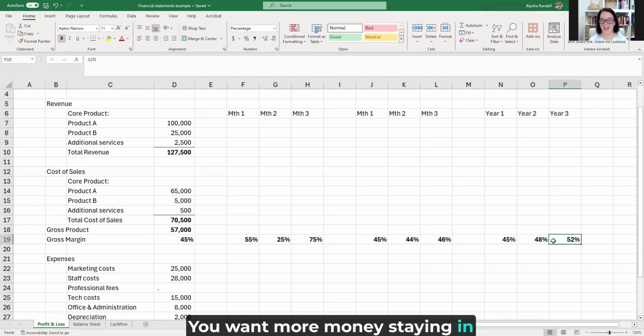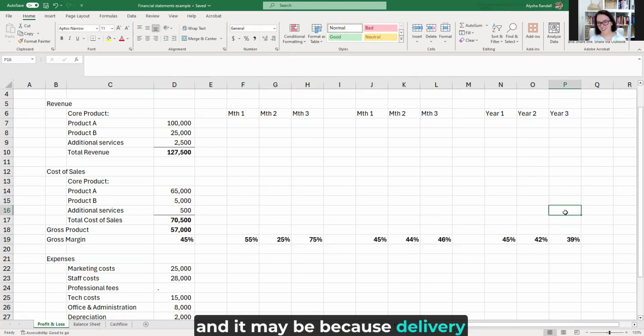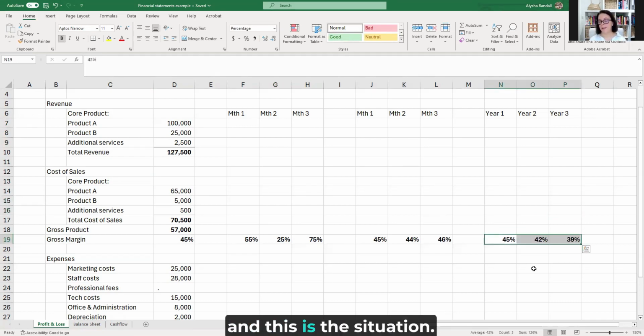You want more money staying in the company. If it's going the other way around, which we are finding at the moment, this is February 2024. We've just had a year of cost of living crisis. So you may find that it's the same as what I had previously, which was looking like the other one, is decreasing. And it may be because delivery has increased, the cost of packaging, the cost of your product has increased, and this is the situation. But obviously that is something that you really then need to work towards.